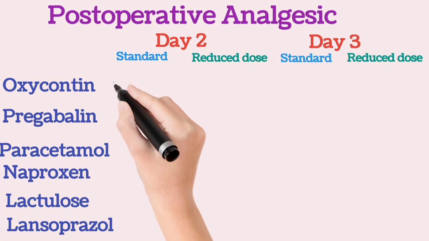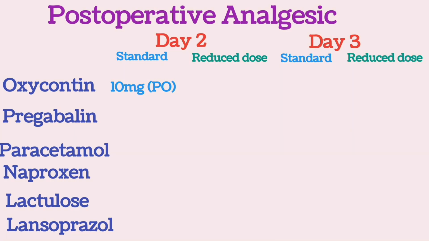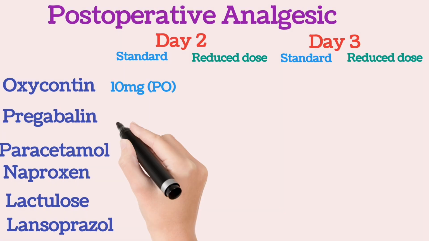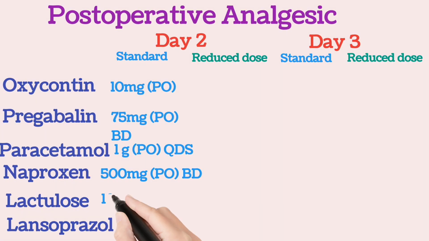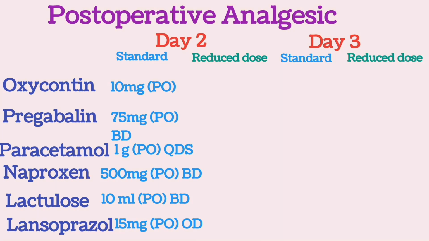The next day, that means the second postoperative day, the oxycodone dose should be halved, that means 10 mg per oral. Pregabalin is the same as before, 75 mg per oral BD, paracetamol 1 gram per oral QDS, naproxen as before 500 mg per oral BD, and lactulose and lansoprazole as previously mentioned, 10 mg per oral BD for lactulose and 15 mg per oral OD for lansoprazole.